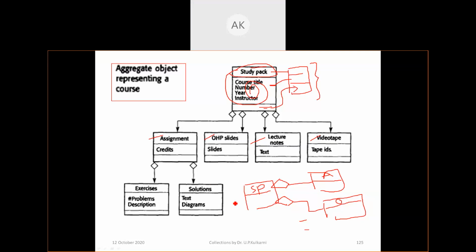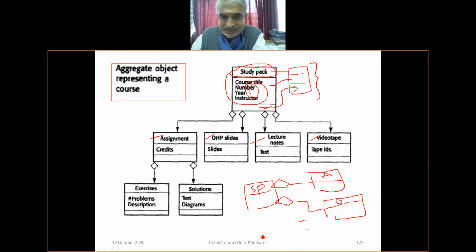Then within assignment, you have got another set of instances, right? What are those? Exercise. So assignment is made up of exercise. Study pack is made up of this one. And this relationship we call a has-a relationship. HAS, has, right? A relationship, has-a relationship.